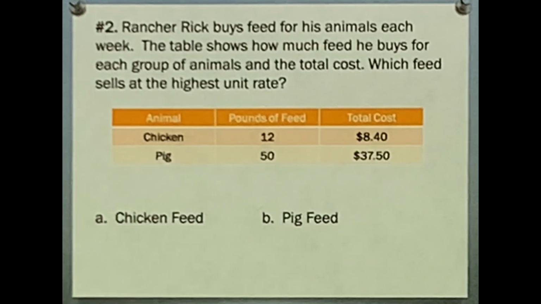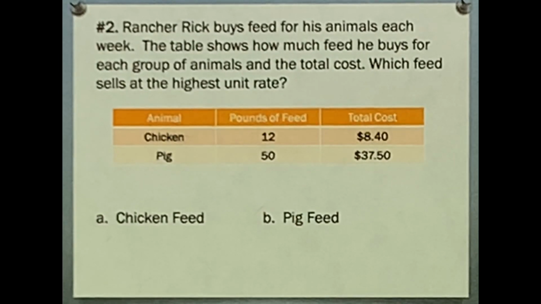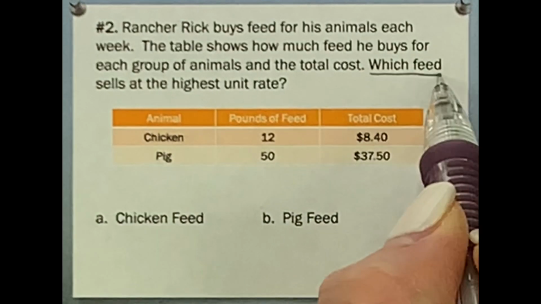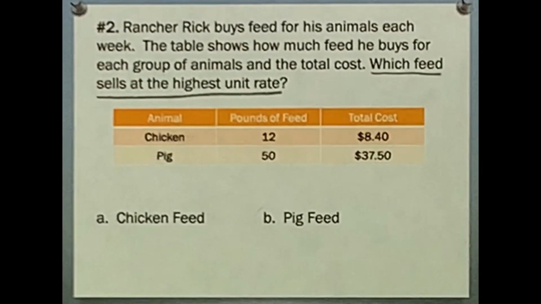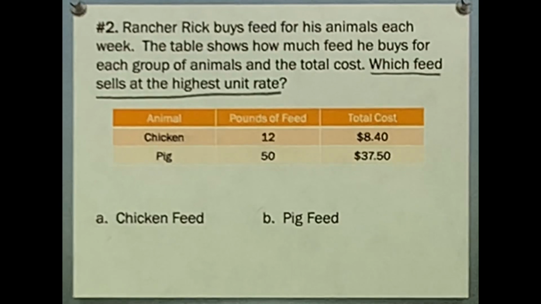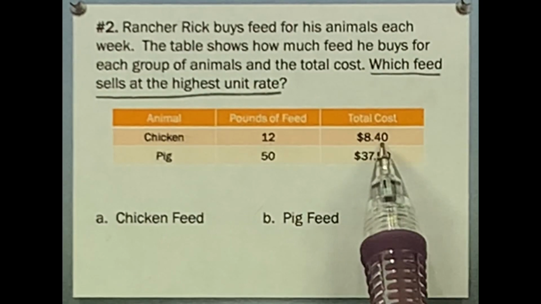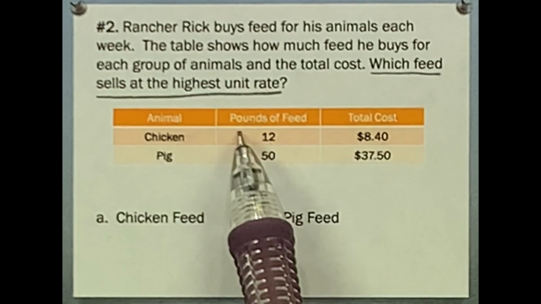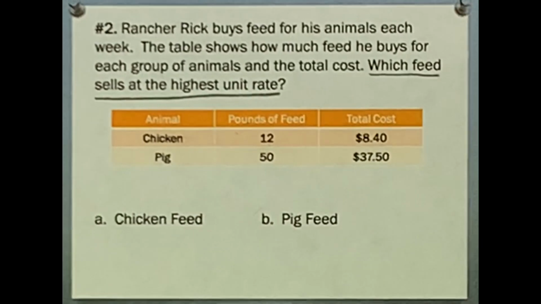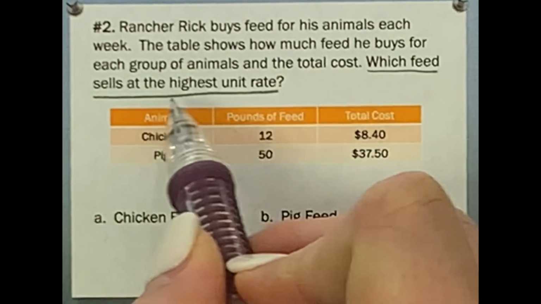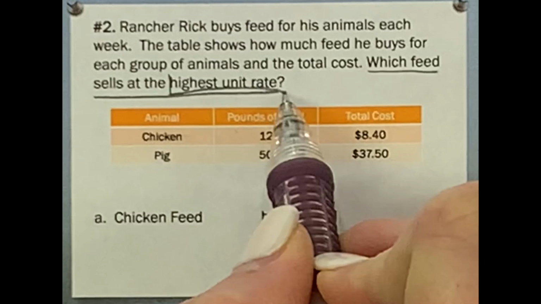Okay, so Rancher Rick buys feed for his animals each week. The table shows how much feed he buys for each group of animals and the total cost. Okay, the question says which feed sells at the highest unit rate. Remember, you always circle and you underline. So they're telling us 12 pounds of chicken food is $8.40 and 50 pounds of pig food is $37.50. So right here in the question it says which one has the highest unit rate.